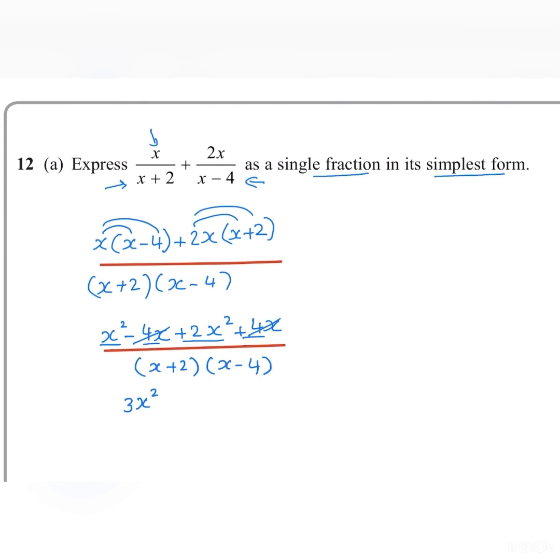And then that's our numerator, and the denominator is going to be the same, x plus 2 and x minus 4. Just have a check if you can't cancel anything down. I think that's pretty much it, and that is the answer for this question.